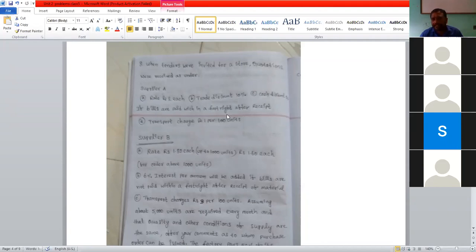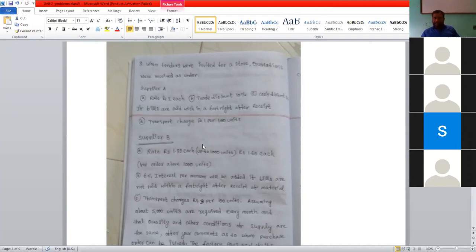What is meant by fortnight? 15 days. Every 15 days they are going to pay the bill of 50%. So here the transport charge of 1 rupee per 100 units, and here they are paying the transport charge every 100 units. Whatever quantity they are going to purchase per annum, out of that, for 100 units they need to pay the transport charge as 1 per 100 units. Every 100 units they need to pay 1 rupee as transport charge. This is about supplier A.